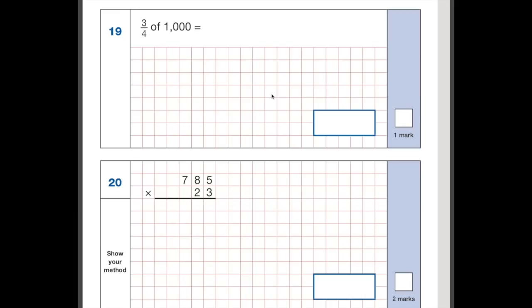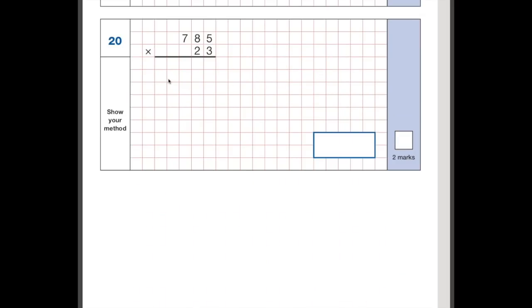Number 19 says find 3/4 of 1,000. We can find 1/4 if you do 1,000 divided by 4. You should know off the top of your head that that's 250. And then you can multiply that answer, because that's 1/4. We can multiply that by 3. So 250 multiplied by 3 is 750.